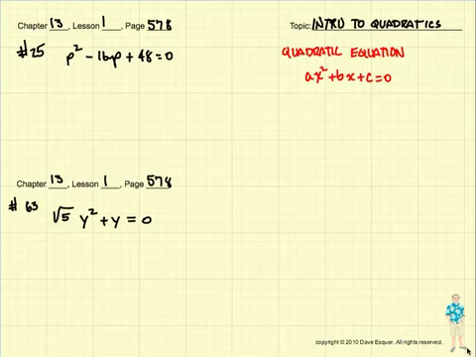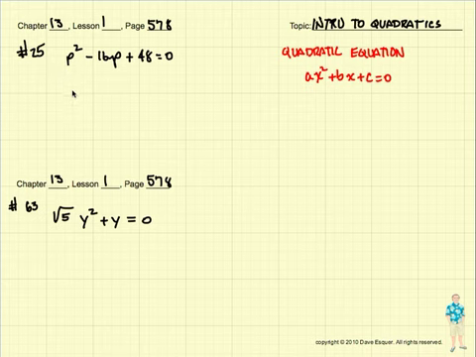Good morning. Chapter 13, Lesson 1 is on page 578, and we're going to be going into a new chapter, the chapter on quadratic equations. On the right-hand side, I just put in a quadratic equation, ax squared plus bx plus c is equal to 0. And we're going to have to get familiar with the coefficients a, b, and c as we get later on into this chapter. But let's try number 25, and let's see if we can solve this for 0.